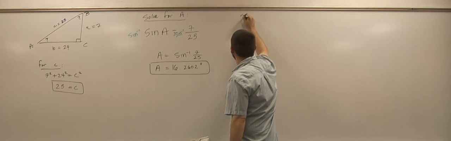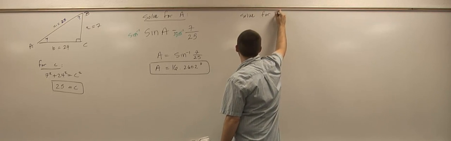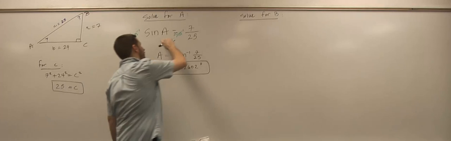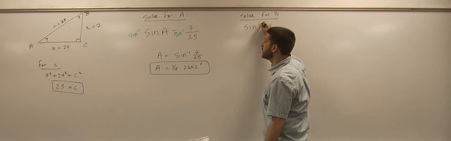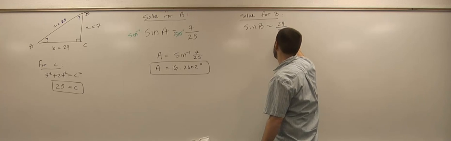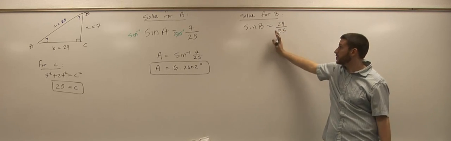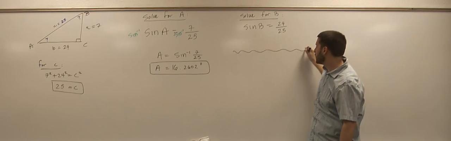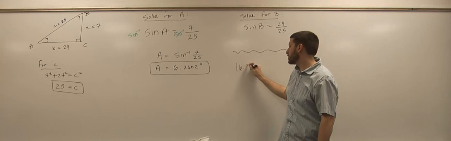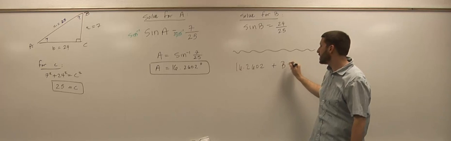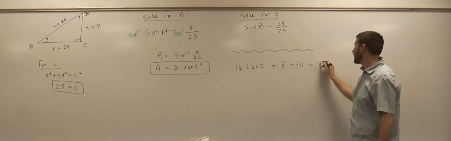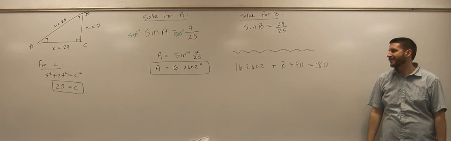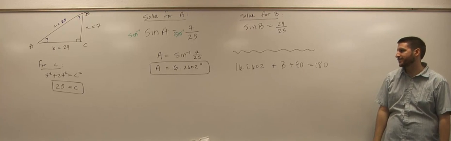And what about for B? What would you do? Just add 16 to 90 degrees. Yeah, so for B, you can either set up another argument, for example, sine of B equals 24 over 25. But you're going to have to round when you do sine inverse anyway. So it's going to give you the same amount of rounding error whether you do it this way or you just say that 16.2602 plus B plus 90 has to equal 180. If you just add them all up and set it equal to 180, this is going to give you the same amount of error. So you might as well do this one. This is really easy.